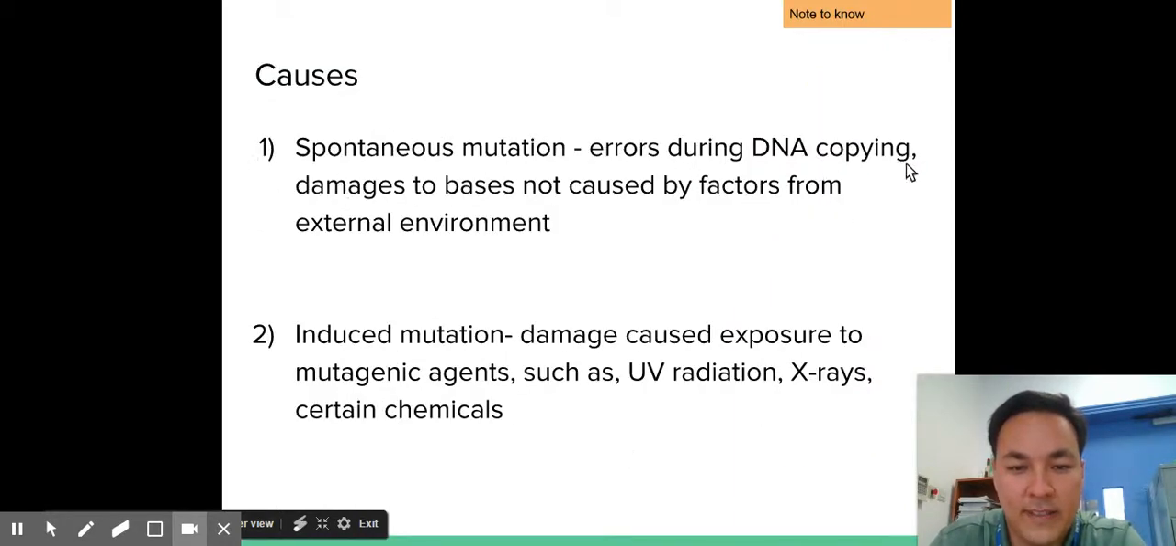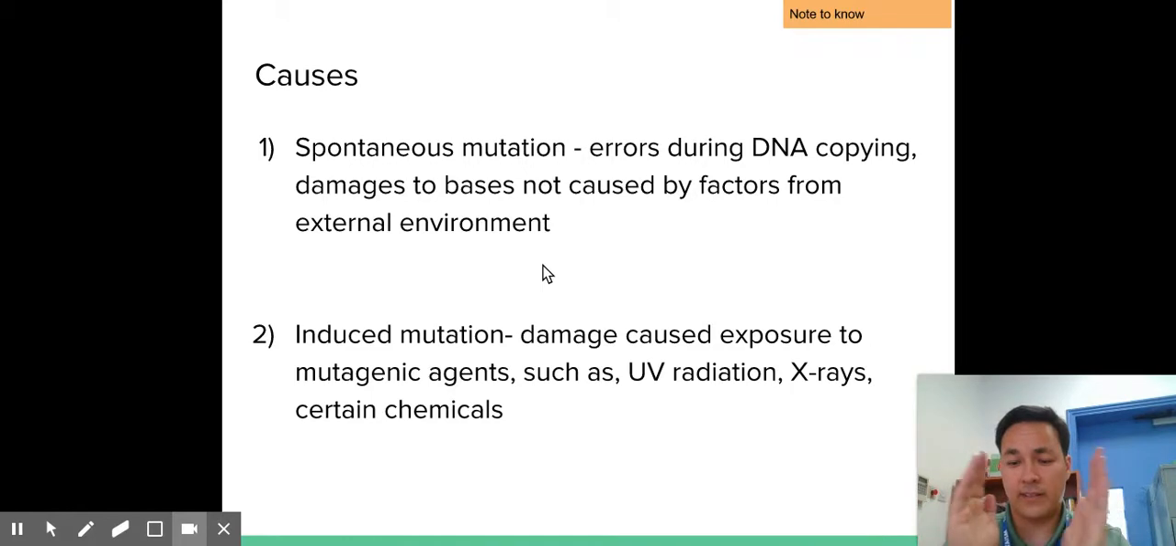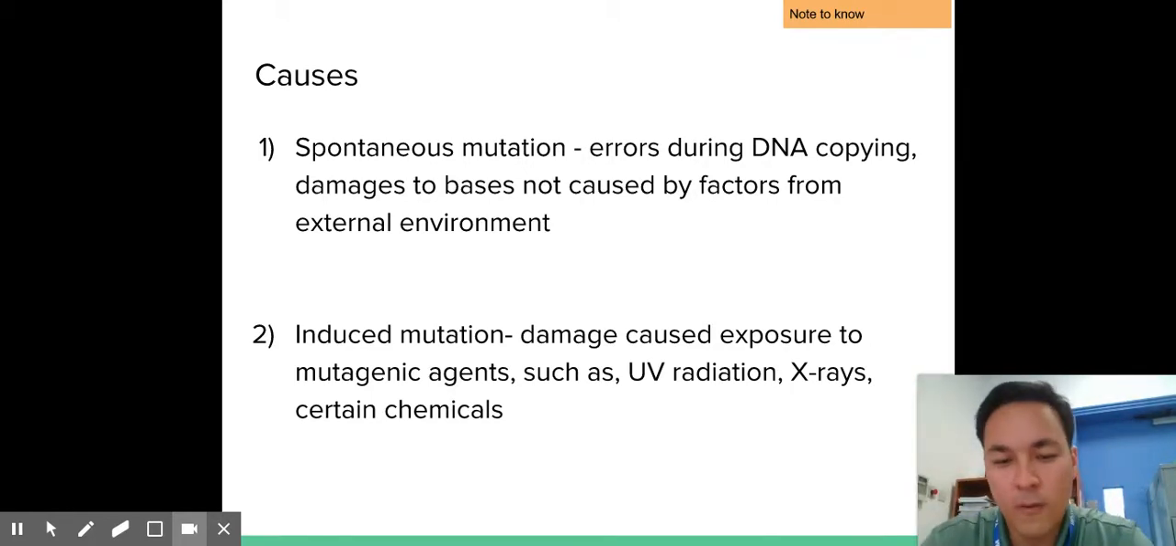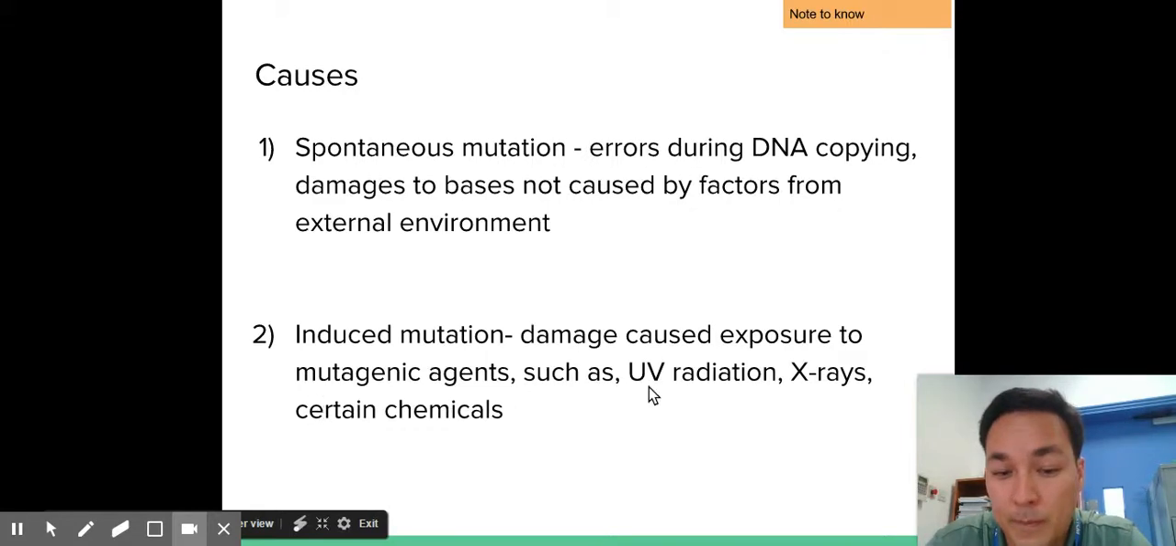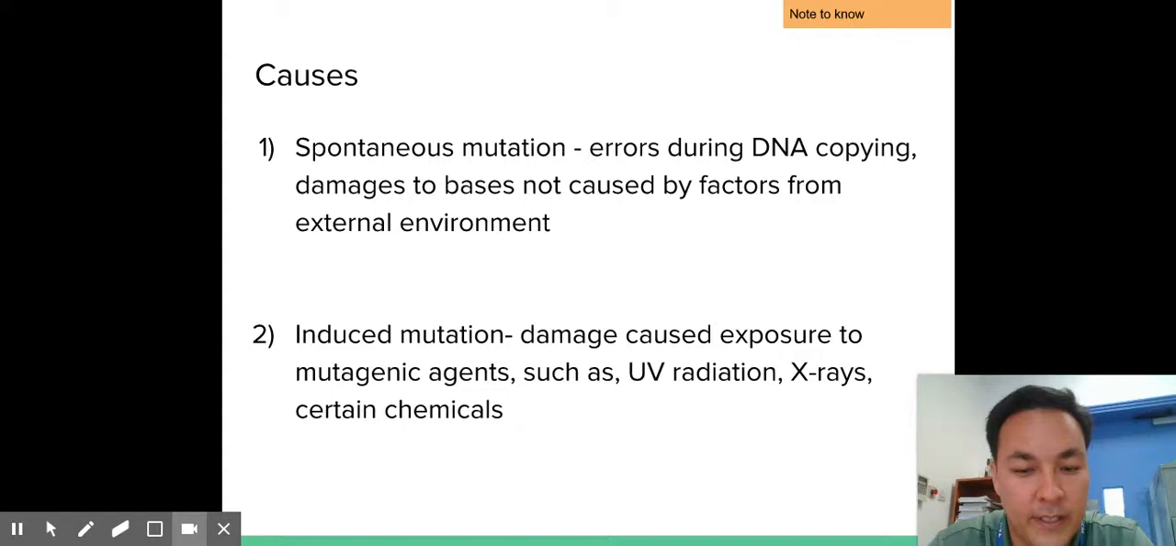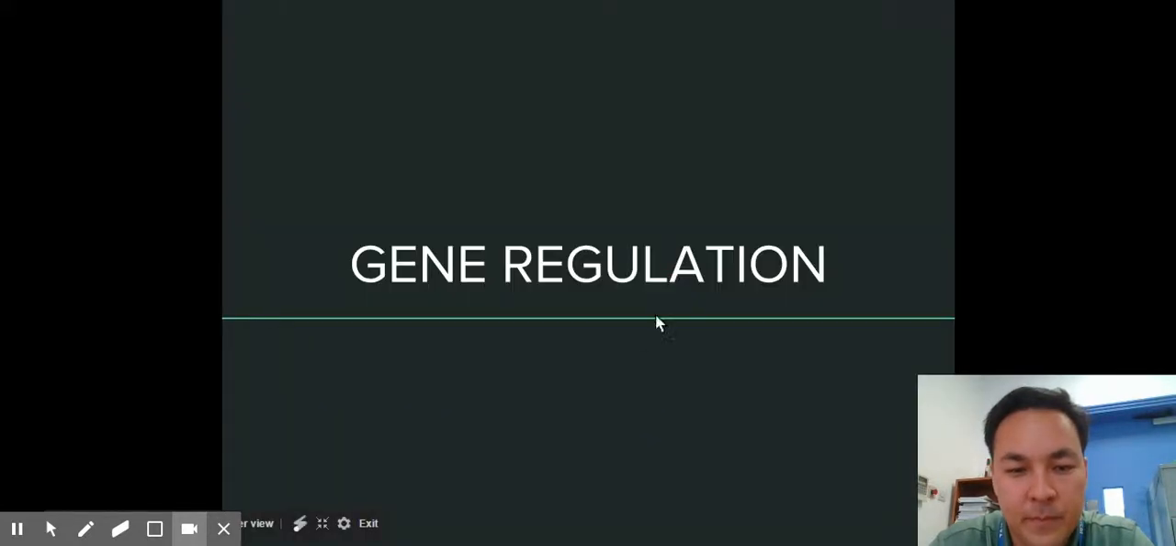Okay, it can be spontaneous. It can be an error during DNA copying, so it can't be perfect. Think about how many DNA bases you had. You watched that TED Talk with the books full of DNA. It was insane, right? Or it can be induced, and this is where things like smoking or UV light can do that. So you should avoid X-rays, smoking, too much UV.